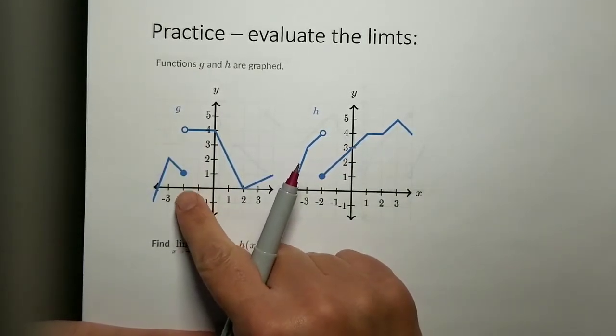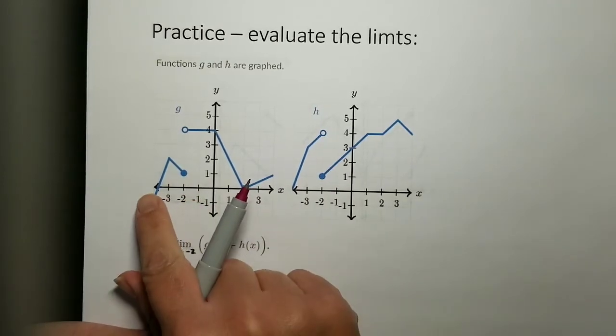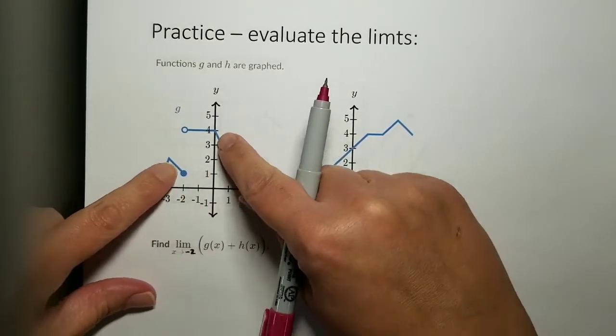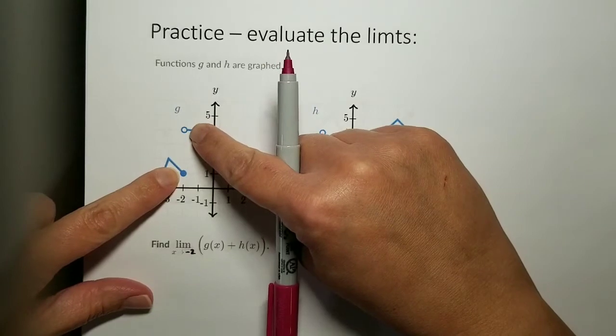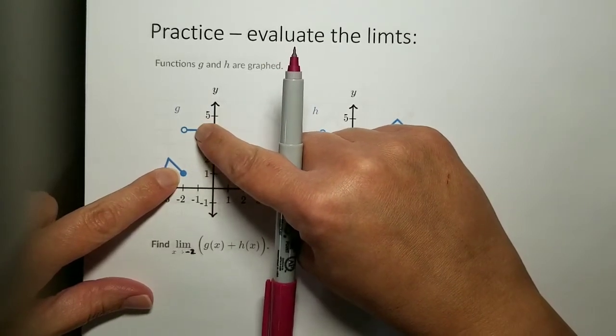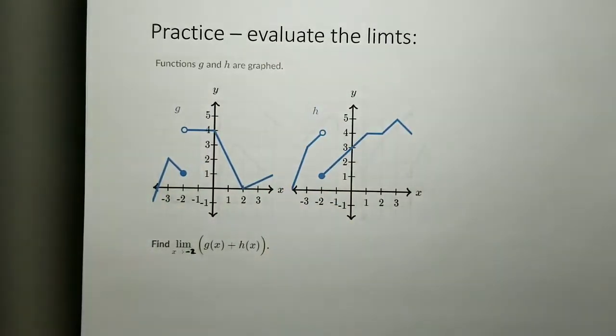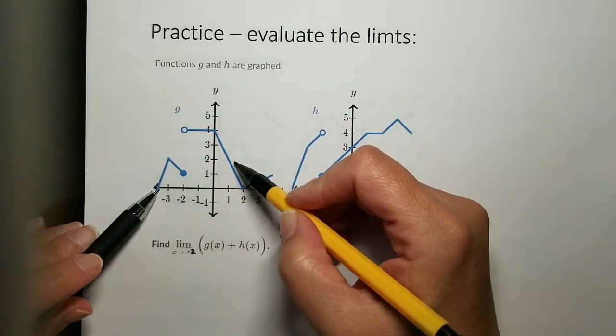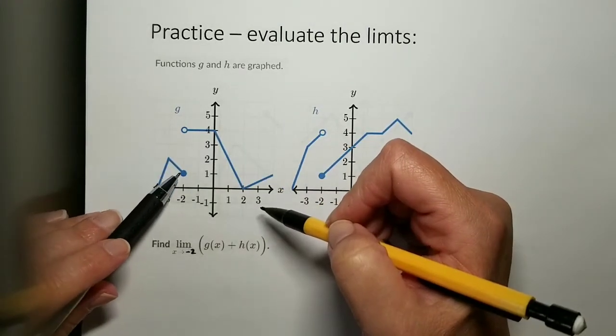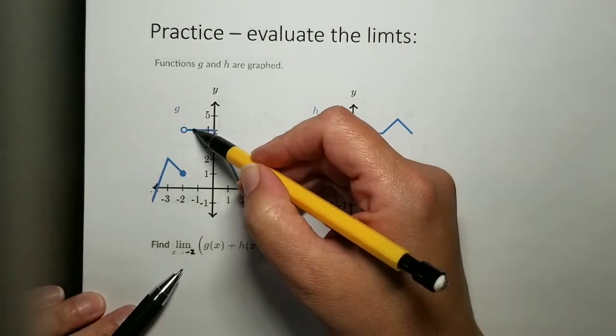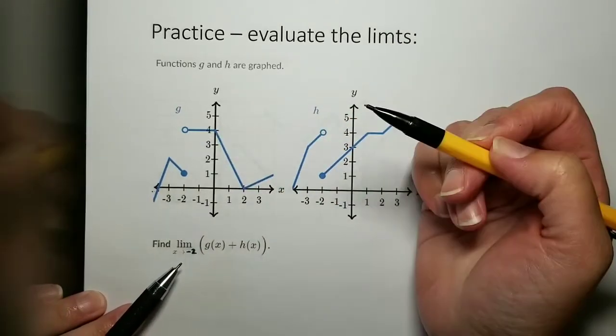If we look here and trace along g at x going towards negative 2, I get two different values from the left and from the right. You would say, oh, I don't have a limit that exists here, because if I'm tracing along from the left, I get a value of 1, and if I'm tracing along from the right, I get a value of 4.